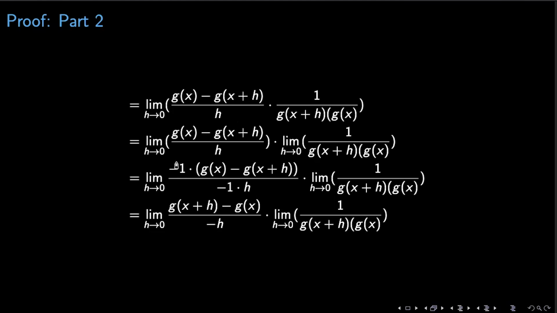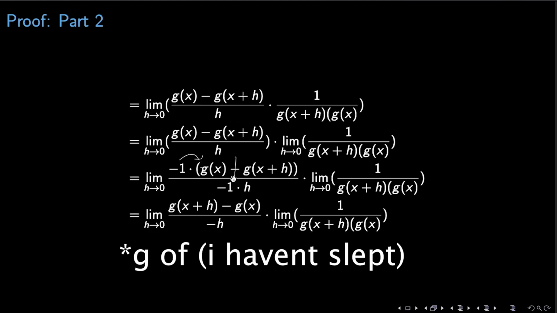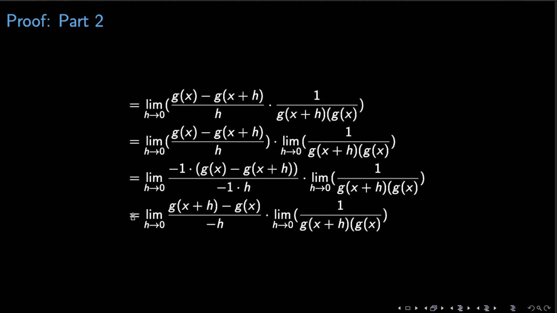If we multiply negative 1 over this grouped expression, this becomes a negative. This becomes negative g of x over g of x plus h. So we get g of x plus h minus g of x over negative h times this limit, just copy it around. What's interesting is that we're almost at the limit definition for the derivative of g of x. However, we still have a negative denominator at h.